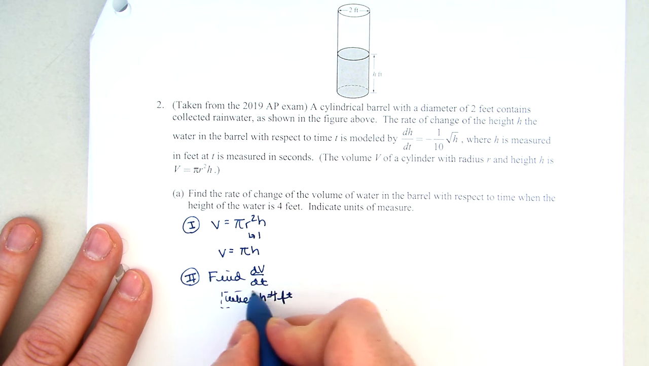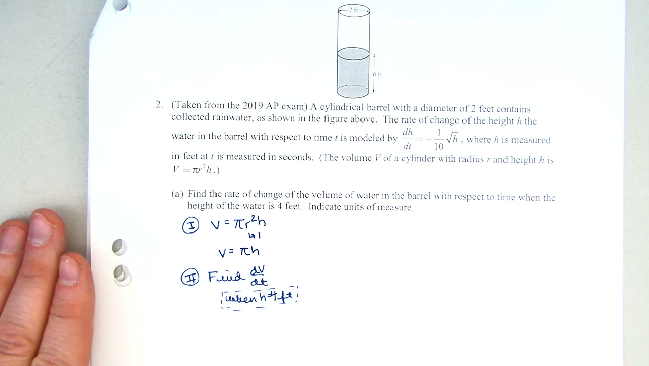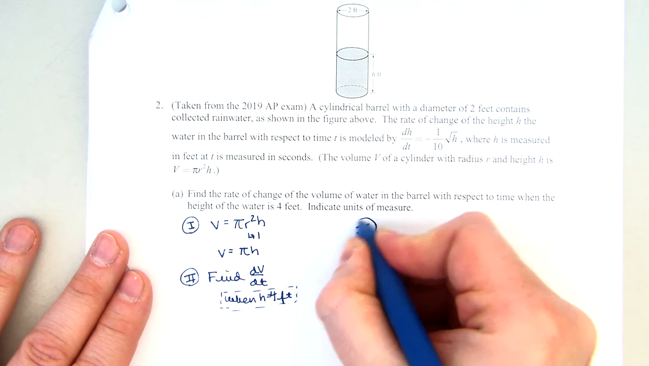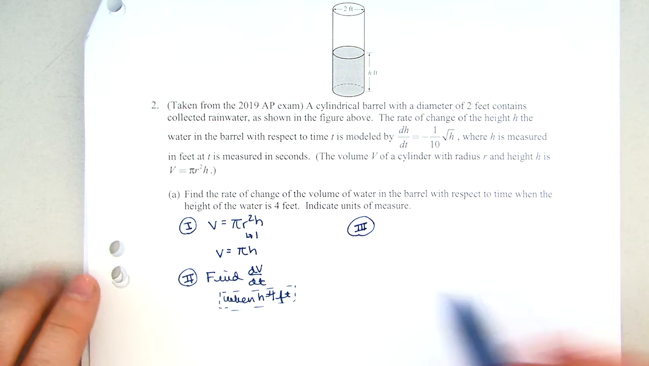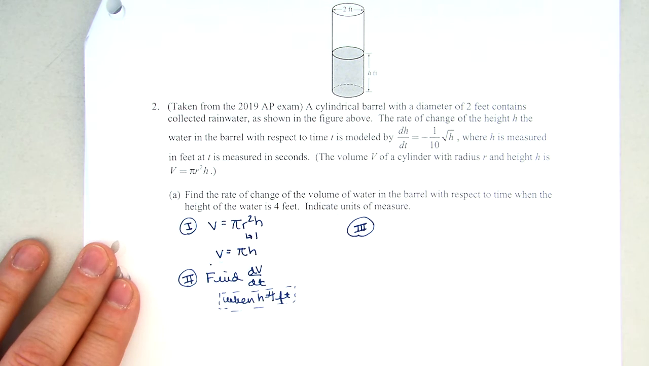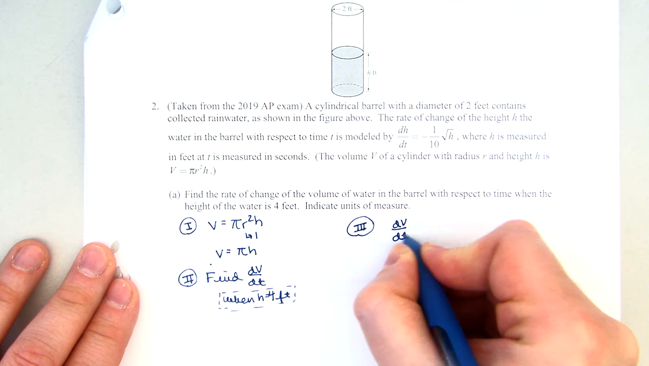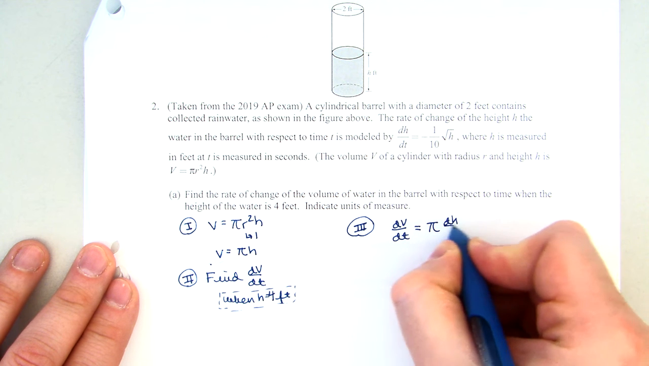That's what I now have written. I hope this structure looks vaguely familiar. I know I need to start plugging some of these in. Do the derivative of the left side. What's the derivative of V? dV/dt. What's the derivative of the right side? Pi dh/dt.